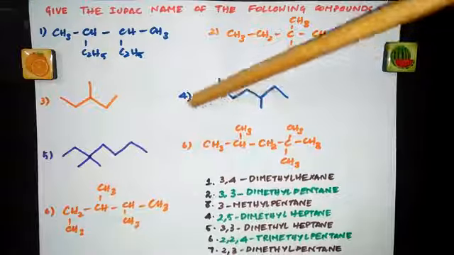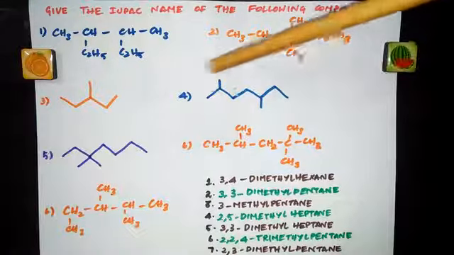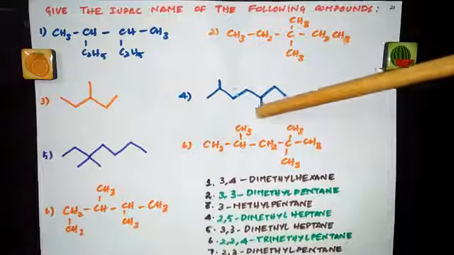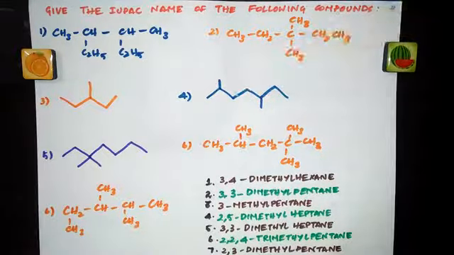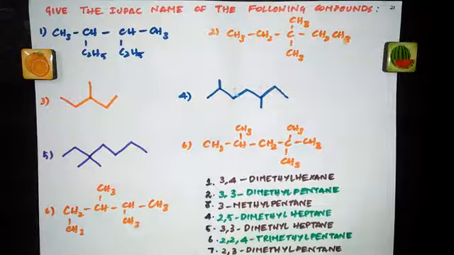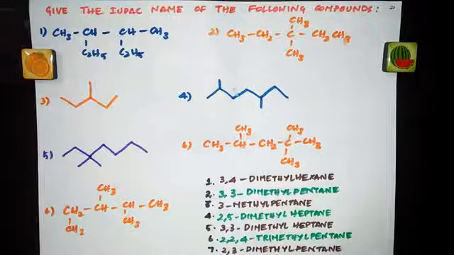Here it is methyl. So 7 carbon atoms, heptane. In the second position, 1, 2, 3, 4, 5. And in fifth position, we have methyl groups. So what should you name this? 2, 5, dimethyl. 7 carbon atoms, heptane. So 2,5 dimethyl heptane is the name.